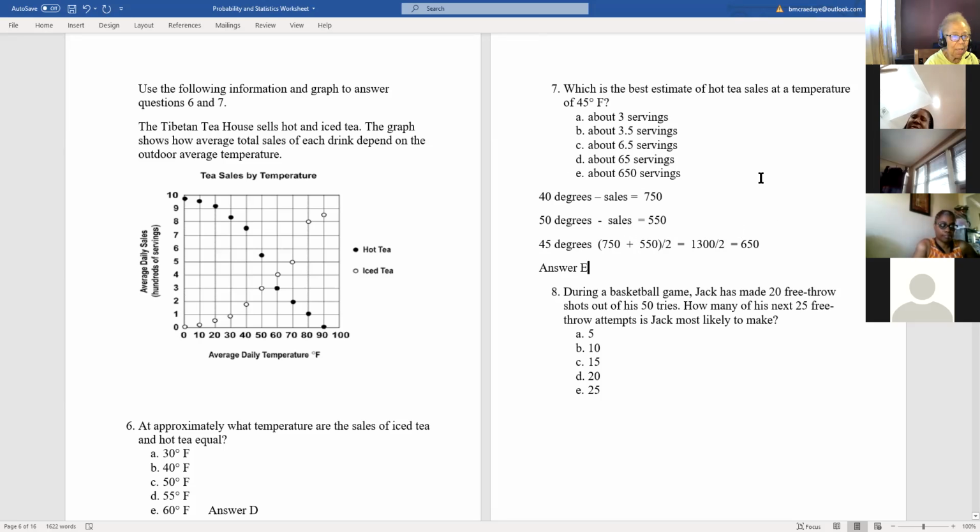Okay, because it says 45 degrees, but you don't see a 45 on the graph, but 45 comes between 40 and 50. So you take the 40, which is 750, and the 50, which is 550, add them up and divide by 2. That's getting an average, and that gives you 650 servings.